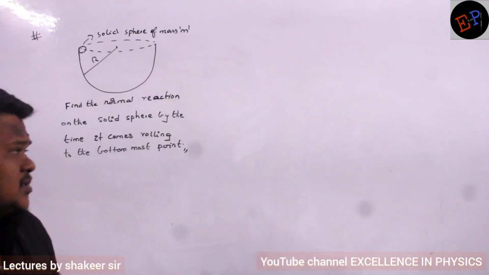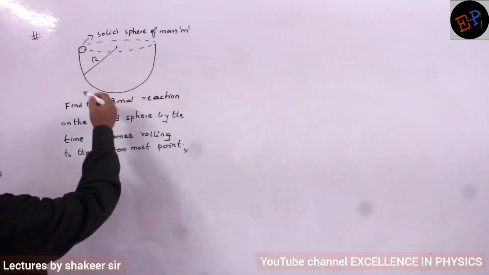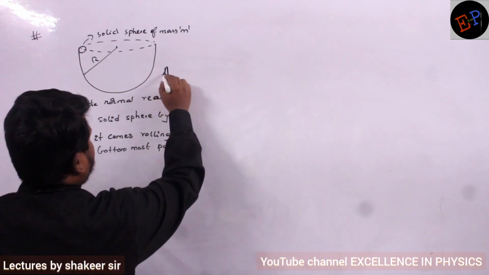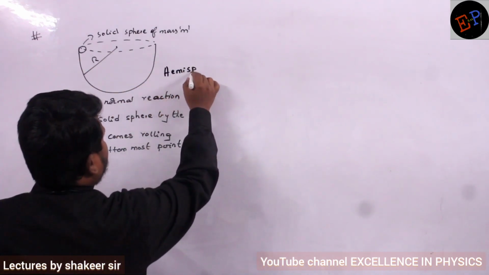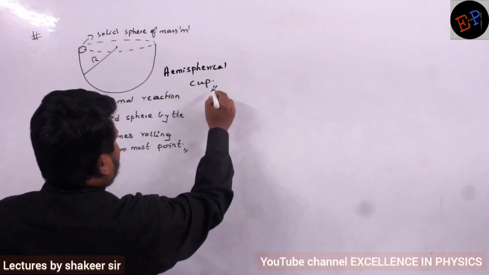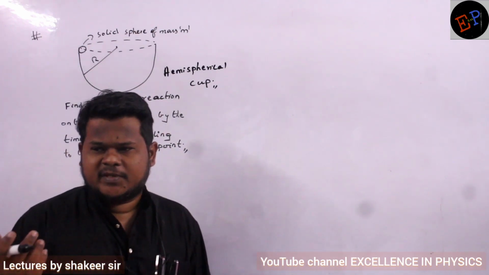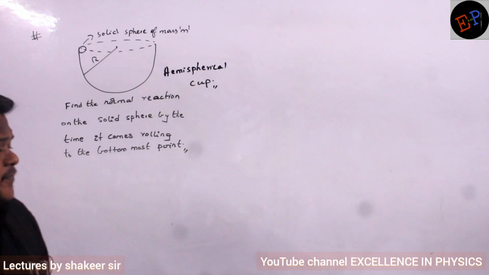So see this question. See, this is a hemispherical cup. What is meant by a hemispherical cup? A cup made up of half of a sphere, a hollow sphere.